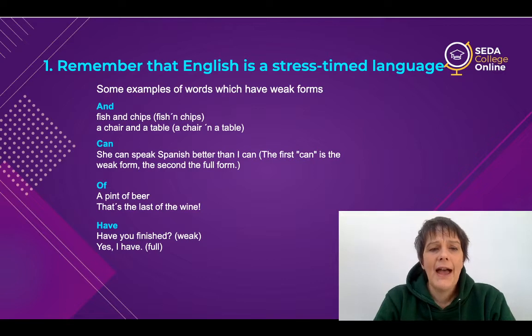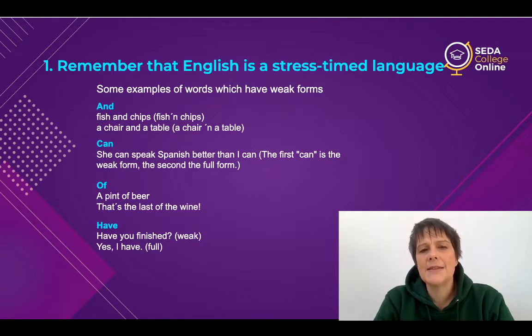Have you finished? Yes, I have. Because you can't say "yes, I've". Yes, I have. I have finished. Have you finished? Yes, I have. One of them's weak, have you finished? The other one's strong, yes, I have.